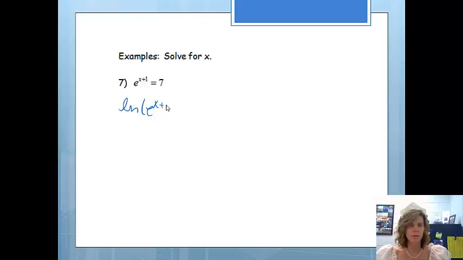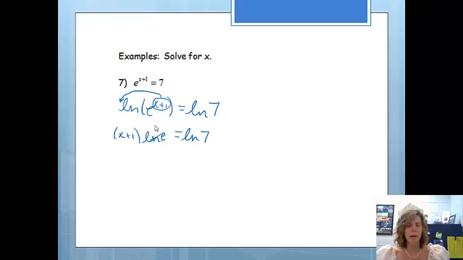So we're going to take the natural log of e to the x plus 1, and then we will set it equal to the natural log of 7. All right, from here, we know from our properties that if we have a power with a log or a natural log, we can bump the power out front. So this is going to be x plus 1 times the natural log of e, which is equal to the natural log of 7. All right, continuing with our properties, the natural log of e we know is equal to 1.